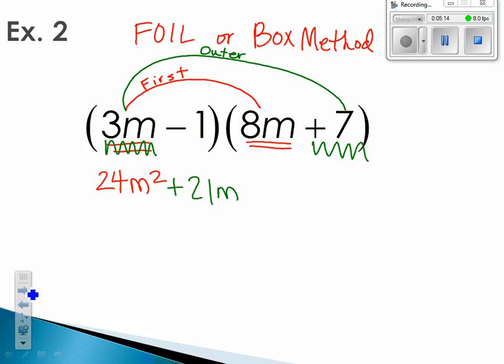Okay, we've done first, we've done outer. Now we've got to do inner or inside. That would be kind of like the peanut butter and jelly in your sandwich. There's what's on the inside. So I've got -1 times 8m. So -1 times 8m is my inner. So -1 times +8 is -8m.